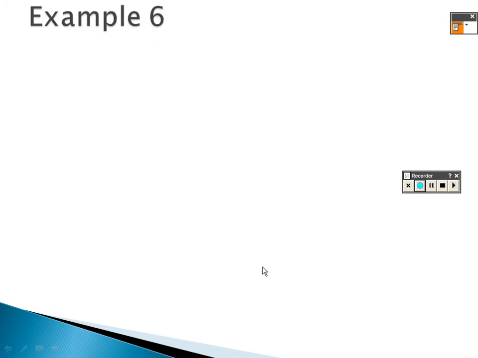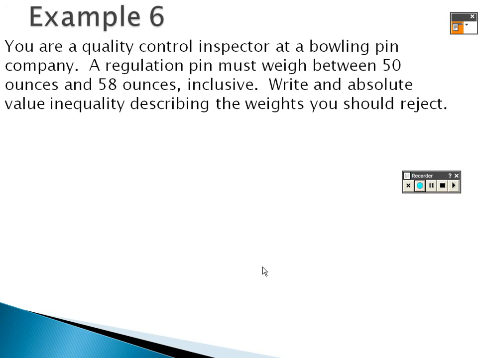Well, look what we have here. So you are a quality control inspector at a bowling pin company. A regulation pin must weigh between 50 ounces and 58 ounces. Write an absolute value inequality describing the weight you should reject.